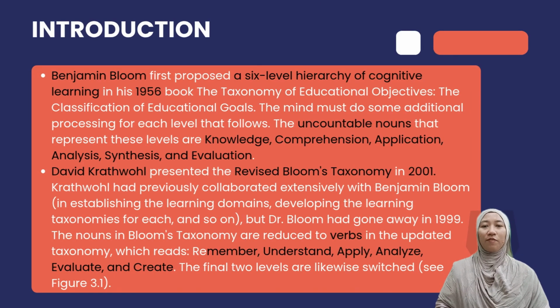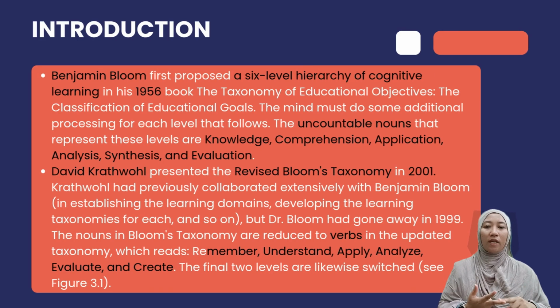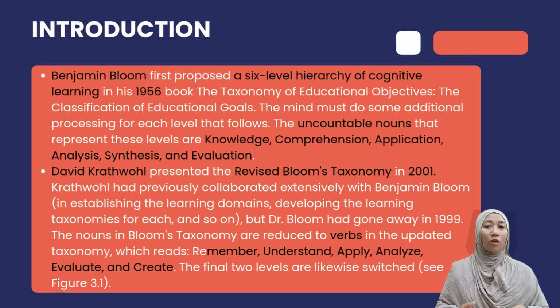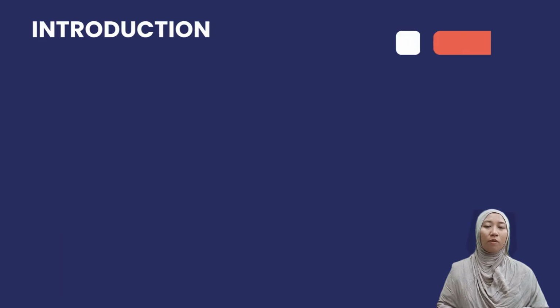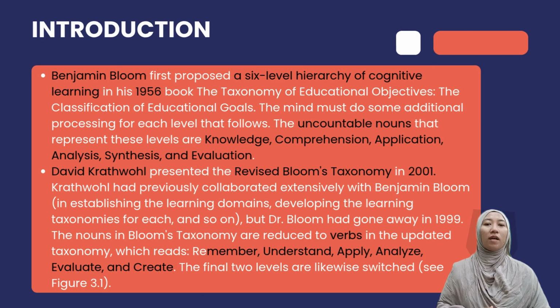In 1956, Benjamin Bloom presented a six-level hierarchy of cognitive learning with the terms as uncountable nouns, namely knowledge, comprehension, application, analysis, synthesis, and evaluation. And in 2001, David Krathwohl presented a revised Bloom's taxonomy, with the uncountable nouns revised into verbs. There are six verbs, namely remember, understand, apply, analyze, evaluate, and create.